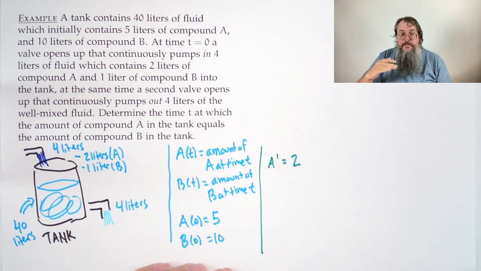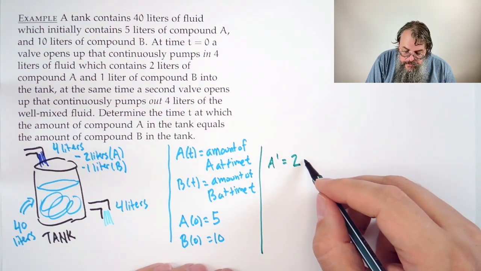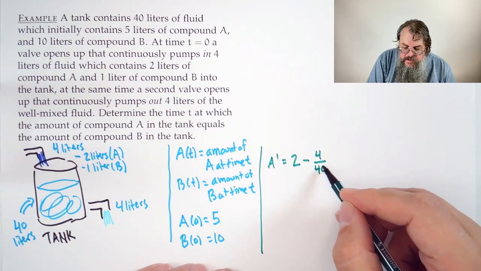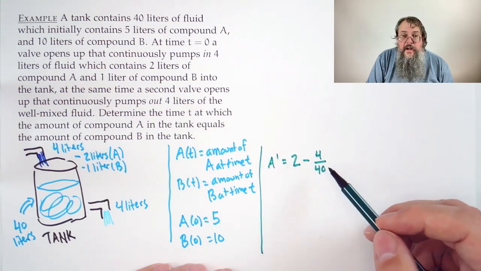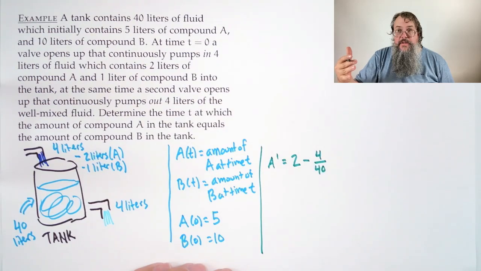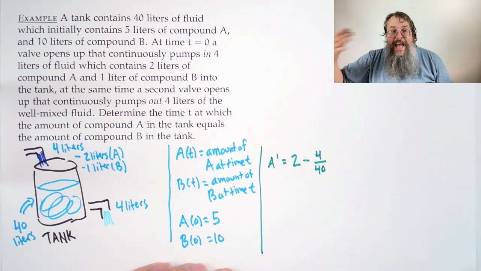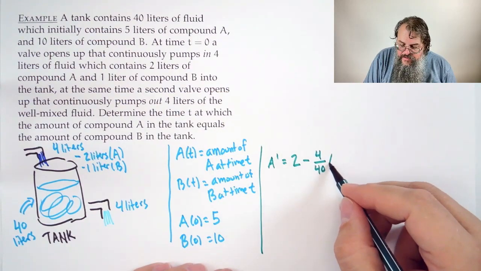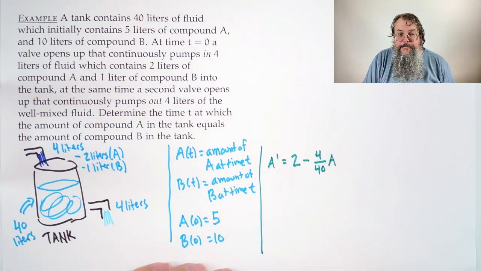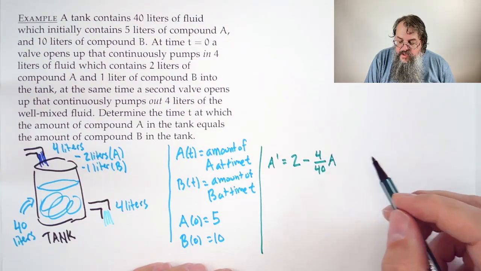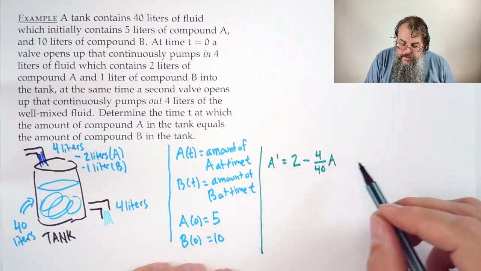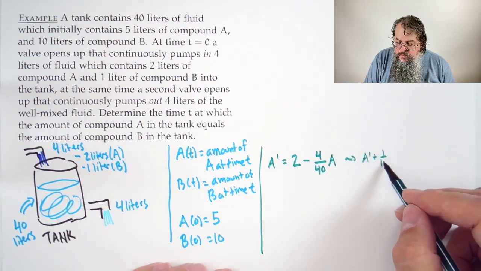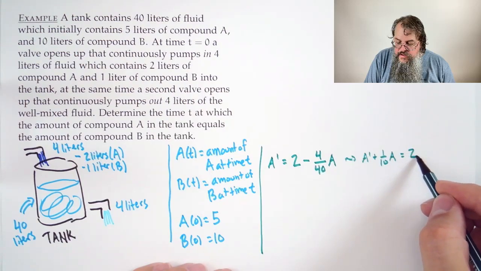The outflow is what? Well, we always lose 4 liters of the whole tank. There's 40 liters total in the tank. So we're losing 1/10, or 10%, of the tank every minute. So 10% of A gets out, 10% of B gets out, 10% of everything gets out. So it's 4/40 A, or 1/10 times A. All right, from here, we just start moving things around. So that says that A prime plus 1/10 A is equal to 2.